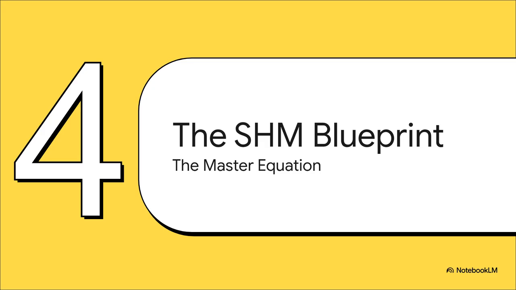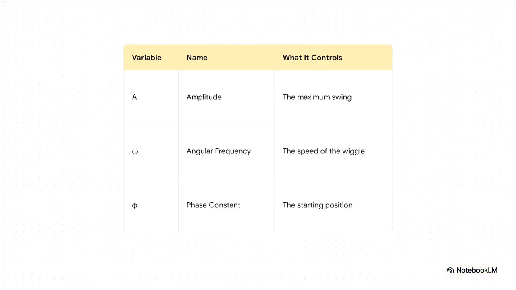So, let's put it all back together now. We've seen how these three simple dials, amplitude, frequency, and phase, come together in our master equation. And what they create is a complete blueprint for any simple harmonic motion you can think of. And this is the real key takeaway. These three numbers, A, omega, and phi, are completely independent of each other. You can change the size, you can change the speed, or you can change the starting point. And together, they give you total control to describe any oscillation.